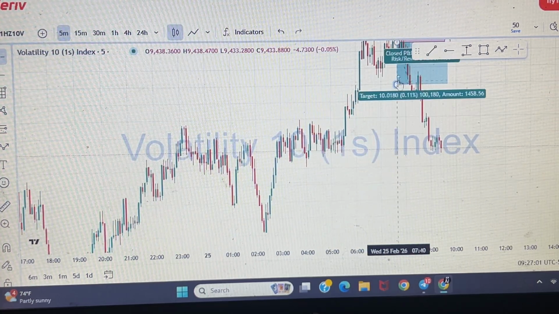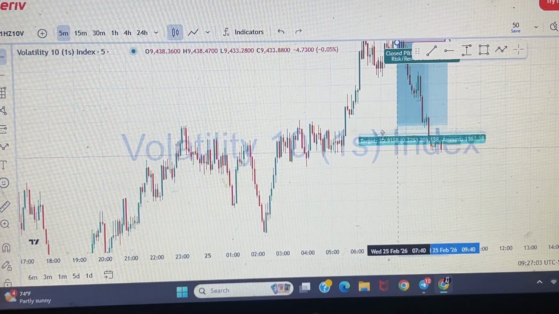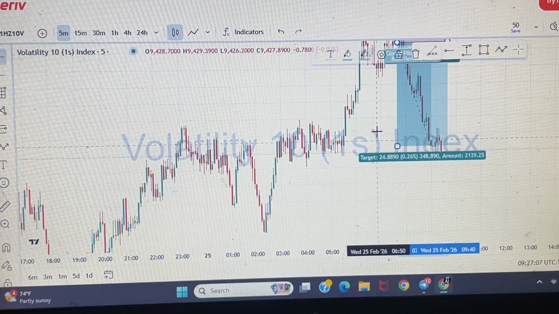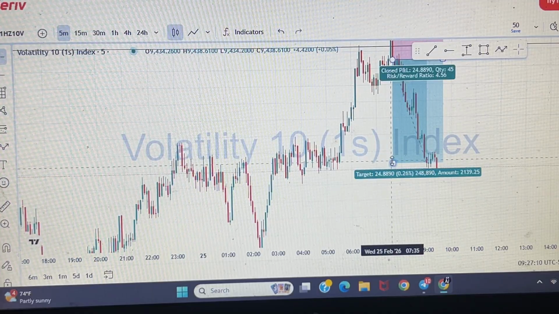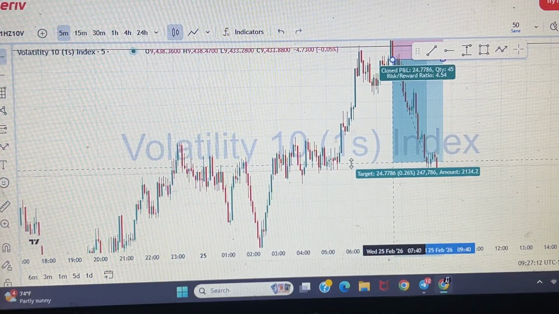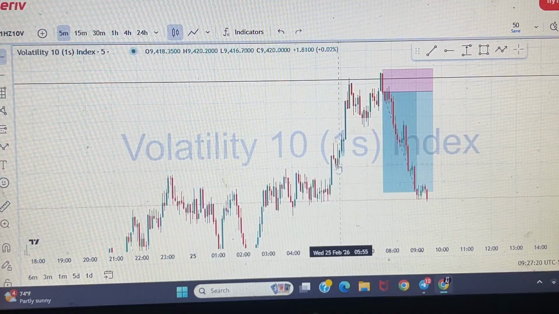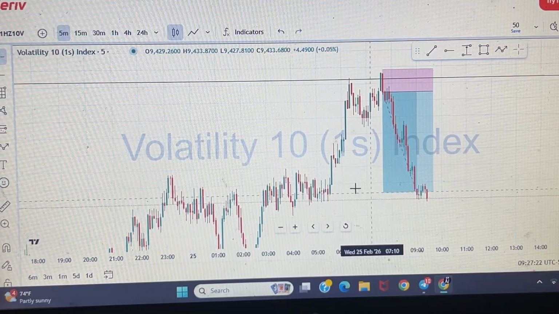And honestly, I would have targeted structures. This probably would have smashed TP and got a 1 to 4 already, because I targeted this 5-minute structure as a full TP. In a sense, TP1 would have smashed right there, TP2, and then the full TP would have been this one right here.